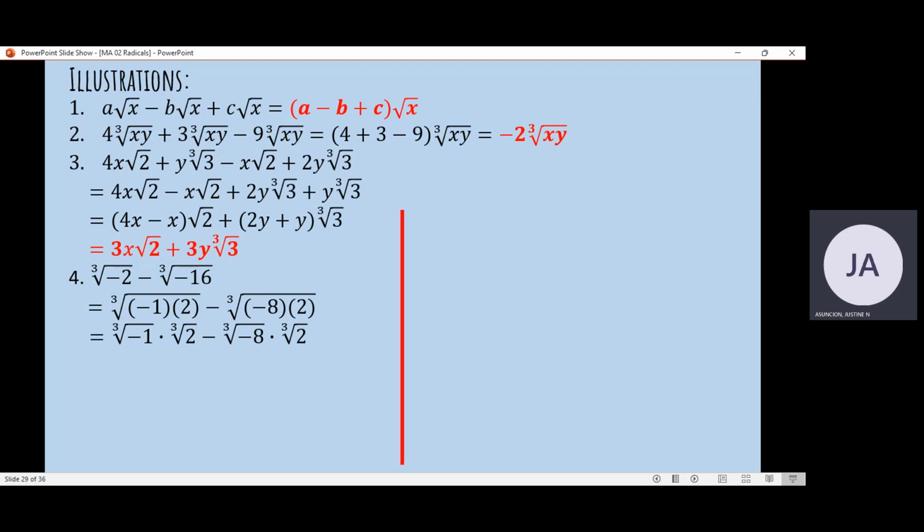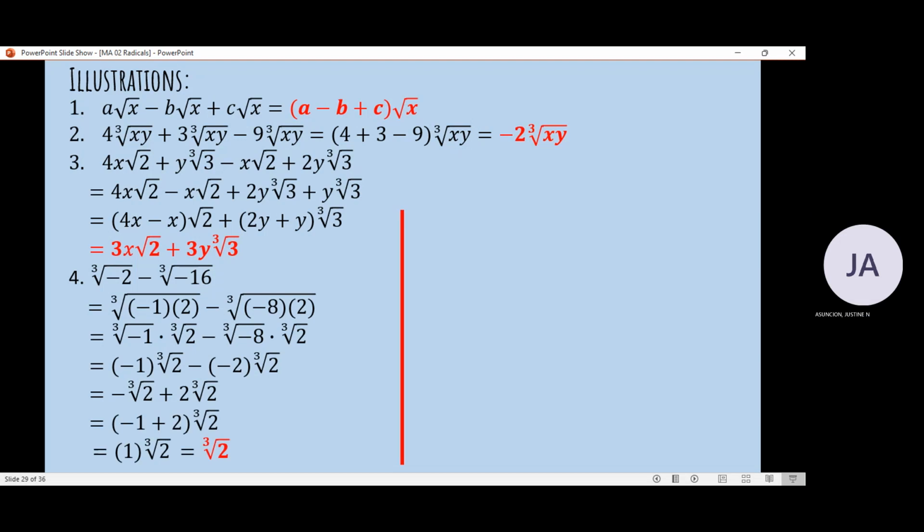minus the cube root of negative 8 times the cube root of 2. The cube root of negative 1 is negative 1, and the cube root of negative 8 is negative 2. Combining that, we obtain negative 1 plus 2, that's 1, or simply the cube root of 2. Again, be familiar with the laws of radicals.